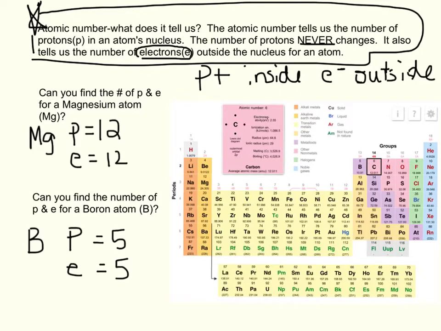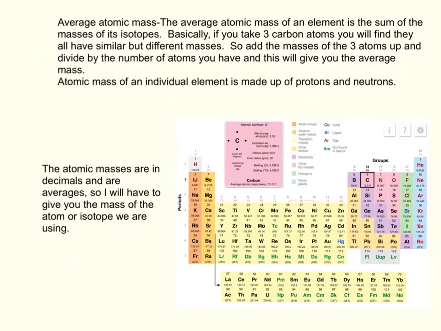Okay, let's take a look at the answers. Magnesium is number 12, so it always has 12 protons. And in this case, because it's an atom, it has 12 electrons. Boron, it's number 5. It's B, and so it is going to have 5 protons because it is number 5. And in this case, it has 5 electrons.